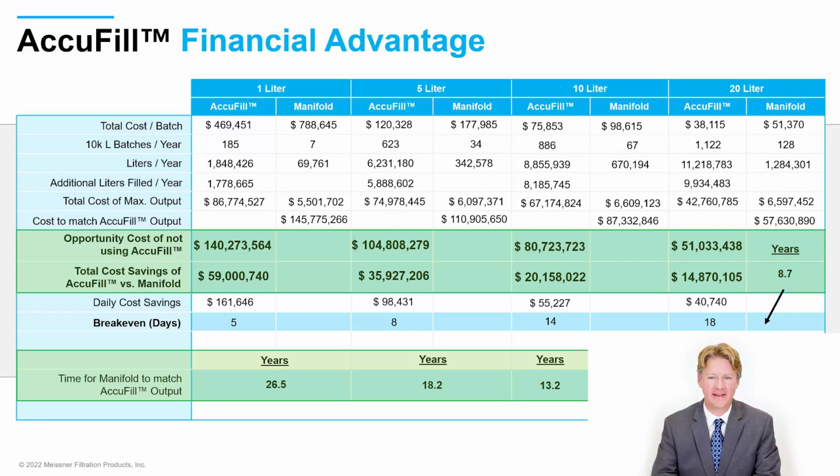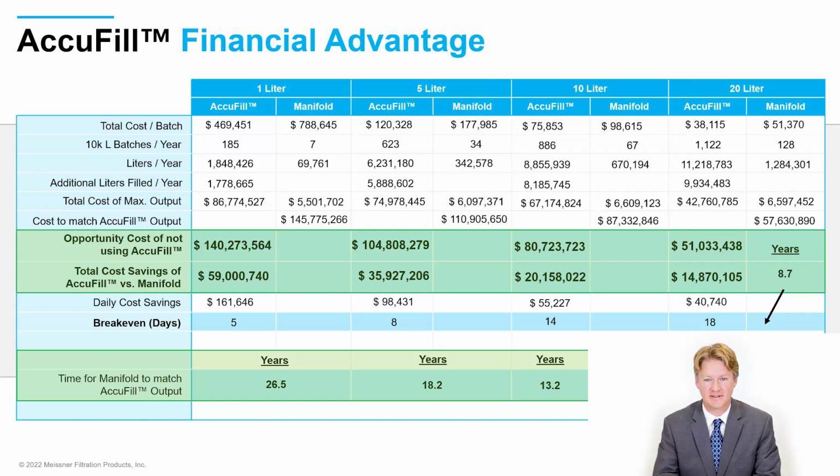Looking across at the 5 liter, 10 liter, and 20 liter fill volumes, for 5 liter fills, the total cost savings of using the AccuFill system is about $36 million, and you complete the fills almost 18 times faster than you would with a manifold system. For 10 liter fills, the savings are about $20 million per year, and you're completing your fills about 13 times faster. With the 20 liter fills, the savings are almost $15 million per year, and you're completing the fills almost 9 times faster.